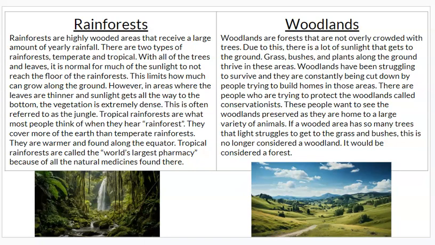Tropical rainforests are what most people think of when they hear rainforest. They cover more of the earth than temperate rainforests. They are warmer and found along the equator. Tropical rainforests are called the world's largest pharmacy because of all the natural medicines found there. Take a moment and look at the image.